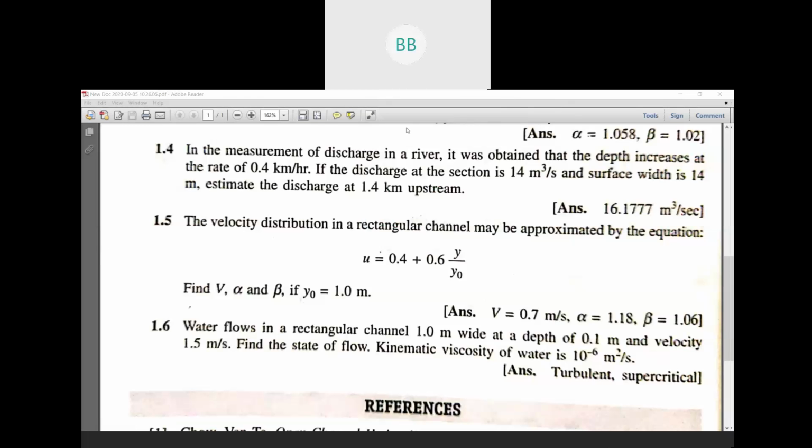Yes, sir. Okay. So in the last class, we solved a few numericals related to our energy coefficient, momentum coefficient, and average velocity. So today we are going to solve a few more numericals.